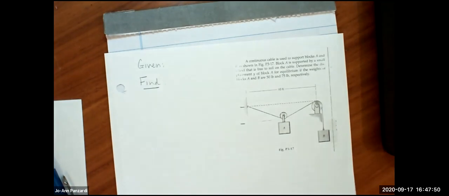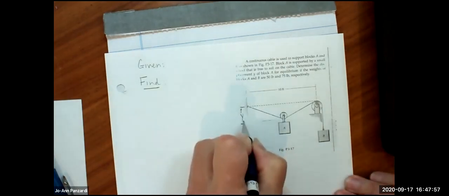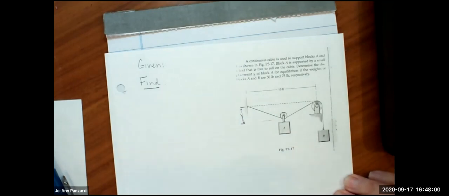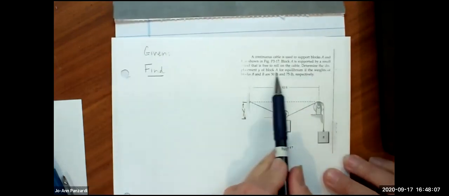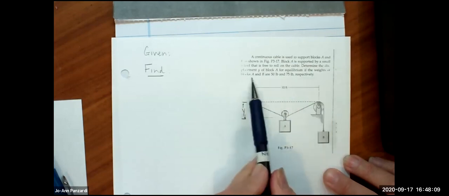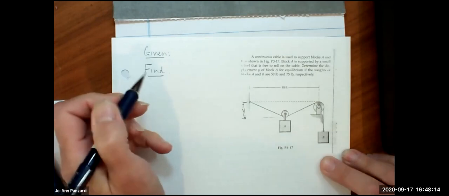Hang on a sec. Sorry, it was cut off. That's Y right here. Determine the displacement Y of block A for equilibrium if the weights of block A and B are 50 and 75 respectively. Okay, so Maria, what's given? The sketch info, and that A weighs 50 pounds and B weighs 75 pounds. Great.